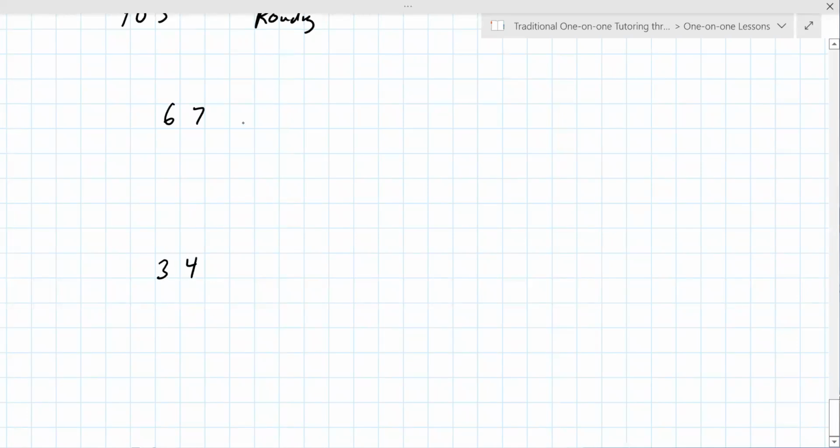67 and then 34. What do you recall either of these round to when you go to the tens place? Can you tell me from last time what you remember? So 67 rounds up. Okay, to what? What number does it round up to? 70. Okay, and how about 34? Stays the same. Doesn't stay the same. It's got to go down to a number with a 0 at the end. 30. 30, good.